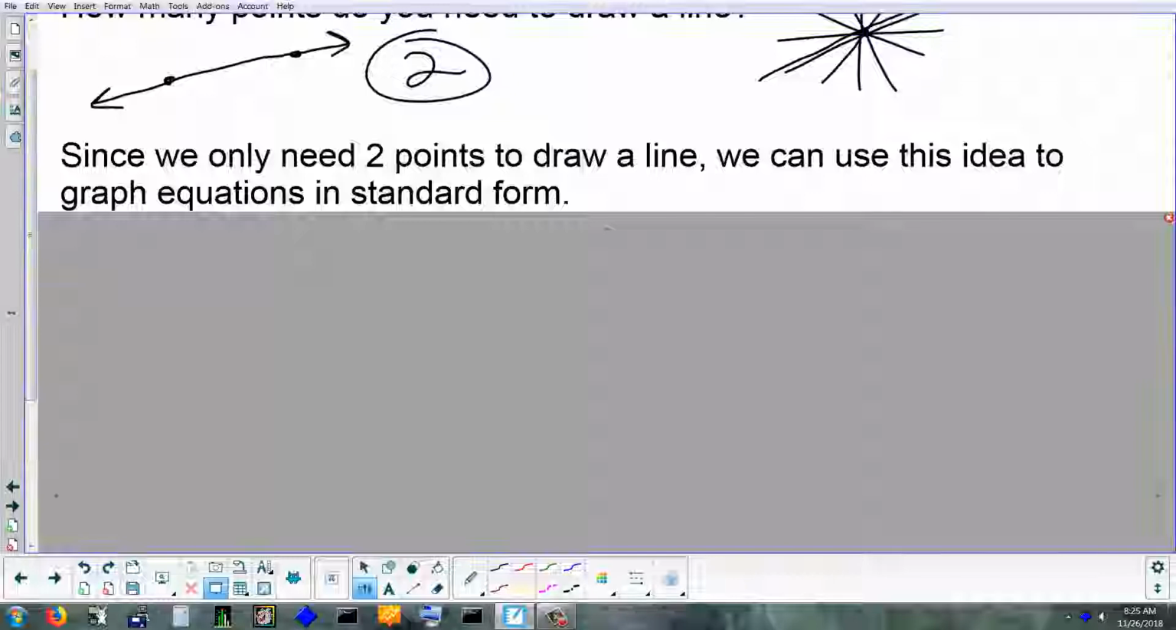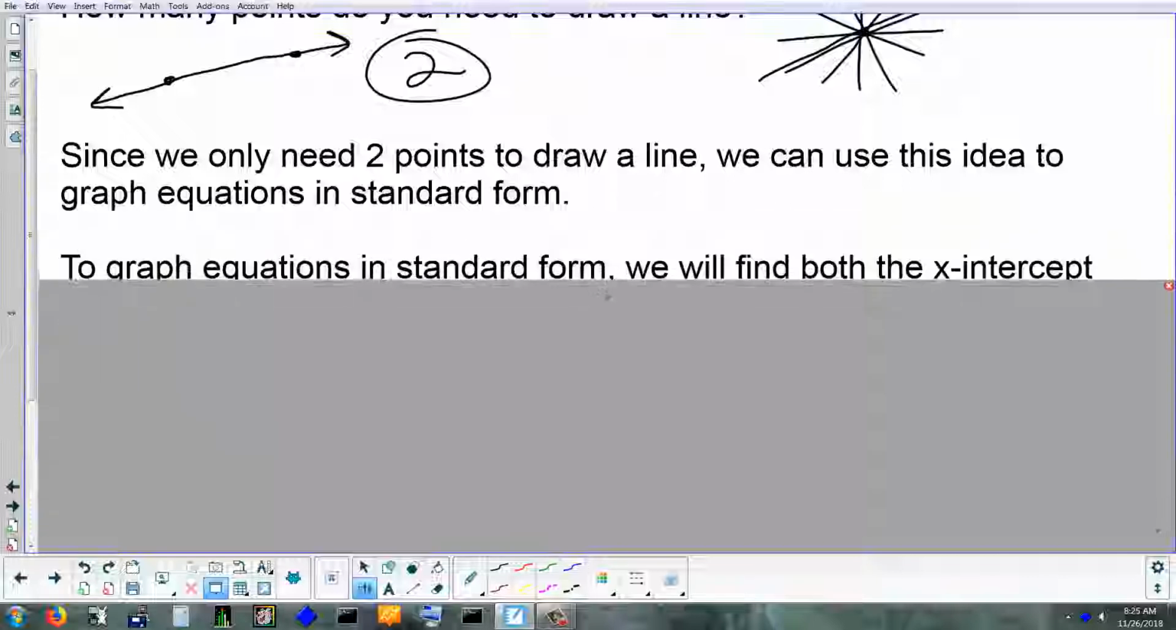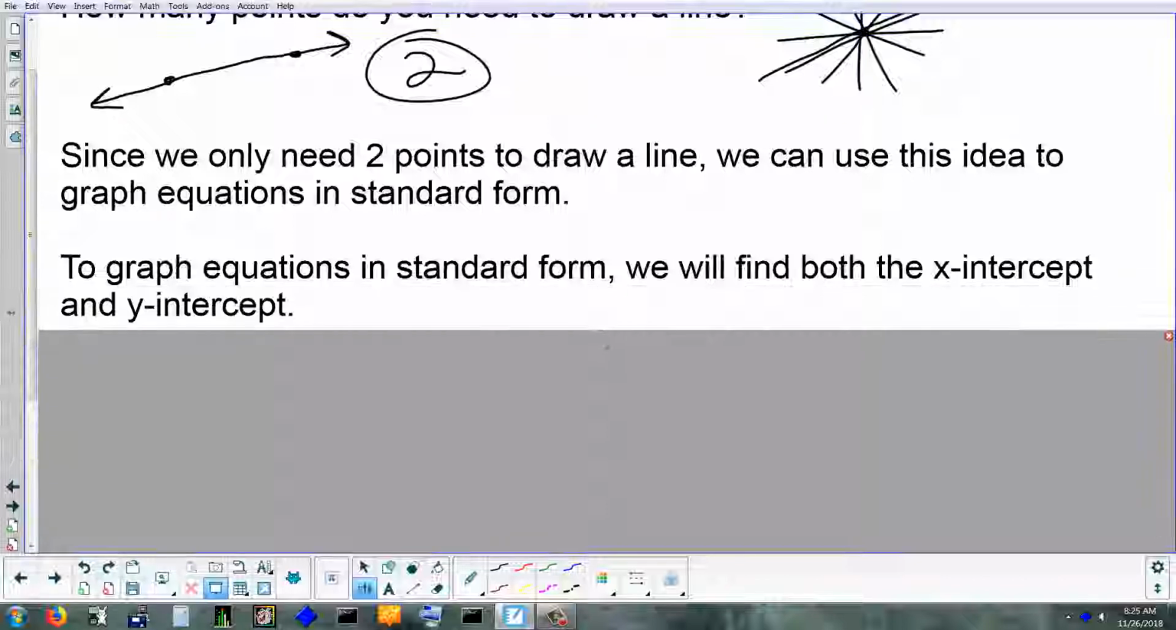So like Mr. Hager said, since we only need 2 points to draw a line, we can use this idea to graph equations in standard form. This is only going to work when they're in standard form, right? Number x plus number y equals number, like that. Ax plus by equals c. That's what this is. All right? So it's got to be in that format, right? Y equals mx plus b, that's a totally different thing. We'll talk about that tomorrow. All right? So, to graph equations in standard form, we'll need to find both the x-intercept and the y-intercept.